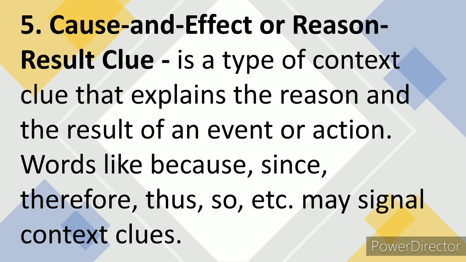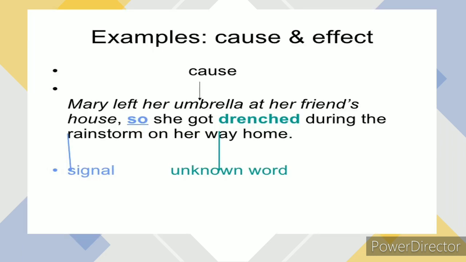Okay, so continuing with number 5, cause and effect or reason-result clue. It's a type of context clue that explains the reason and the result of an event or action. Words like because, since, therefore, thus, so, etc. may signal a cause and effect context clue. Example: Mary left her umbrella at her friend's house, so she got drenched during the rainstorm on her way home.